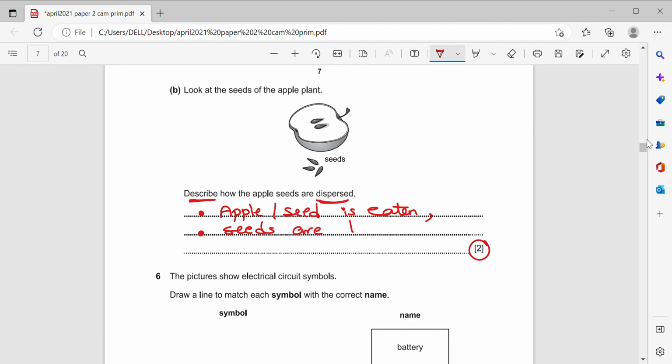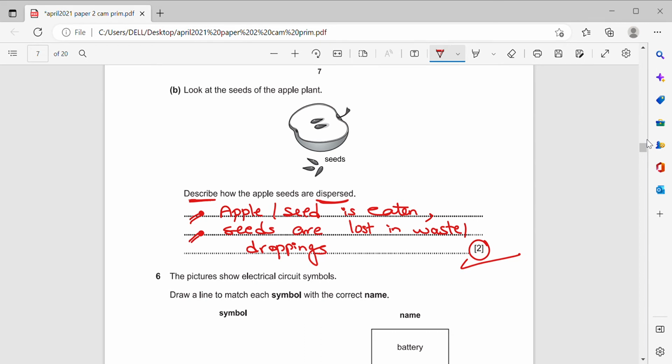are lost in waste, or in other words, the animal droppings. This is the way of seed dispersal. So we wrote 2 points, and we get the full mark.